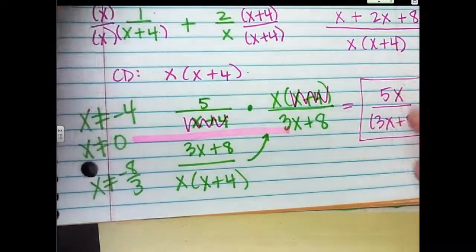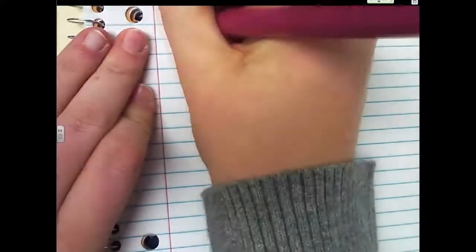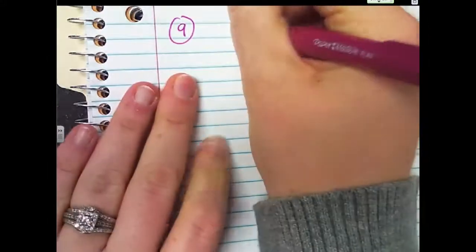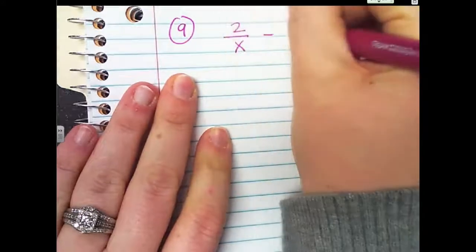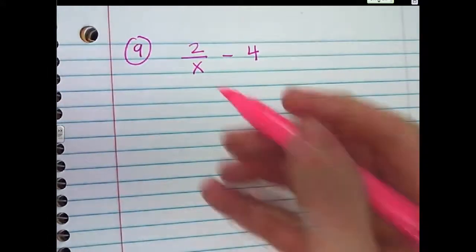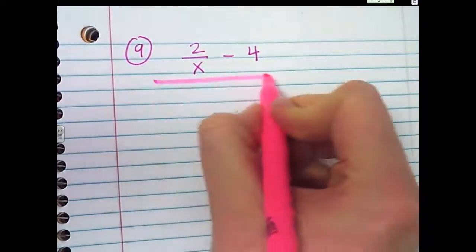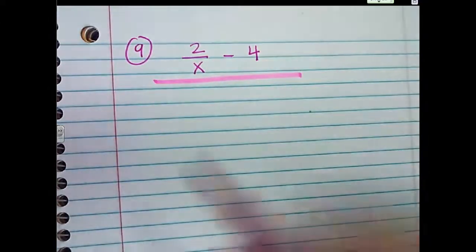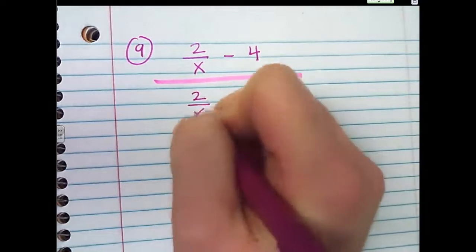Okay, let's do one more like that, kind of. Number 9, last one. So 2 over x minus 4 over 2 over x.